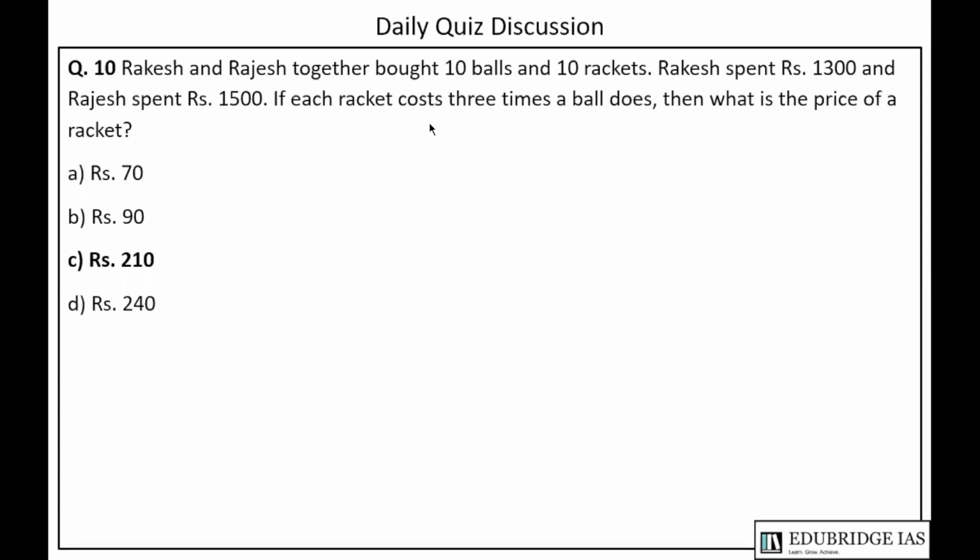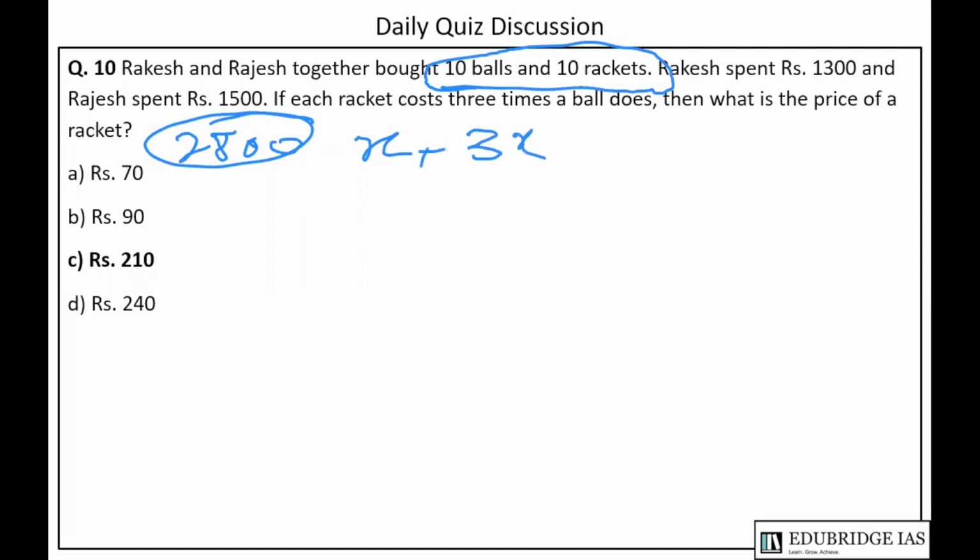Next question is, Rakesh and Rajesh together bought 10 balls and 10 rackets. Rakesh spent rupees 1300 and Rajesh spent rupees 1500. So total expenditure from both of them is 2800. If each racket costs 3 times a ball, let us suppose the cost of a ball is x, then the cost of a racket will be 3x. So what is the price of a racket?